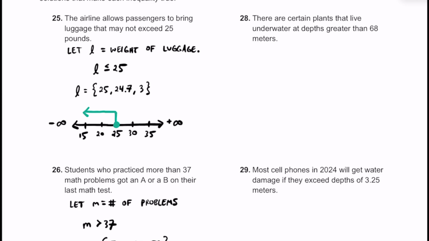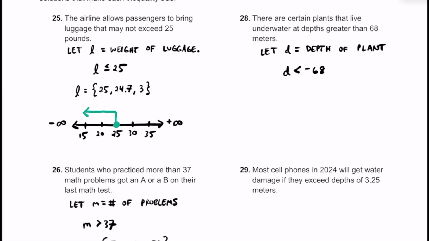All right, let's go ahead and try out 28. In this one, we say that there are certain plants that live underwater at depths greater than 68 meters. Okay, so let's go ahead and define a variable. Let D represent the depth of the plant. Okay, so the depth of the plant. All right, so if we're going to write an inequality here, if you're going to be deeper than 68 meters underwater, then you have to be less than a specific depth underwater. So you have to be under 68 meters in terms of where this plant is going to live, right?